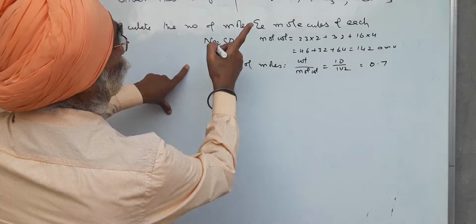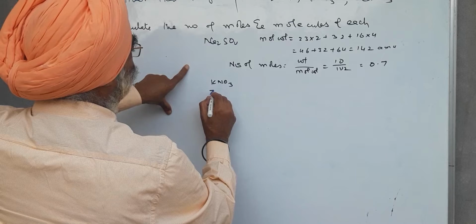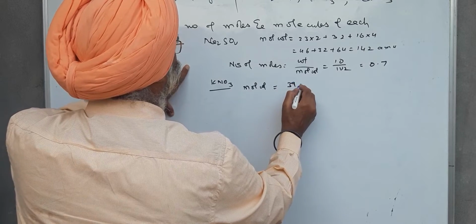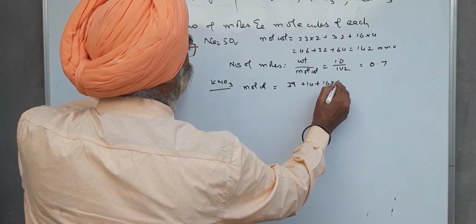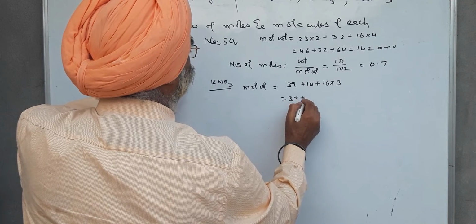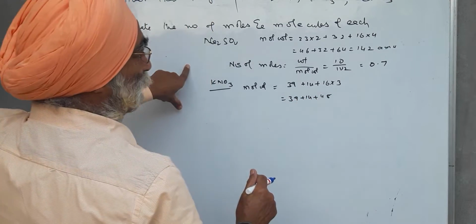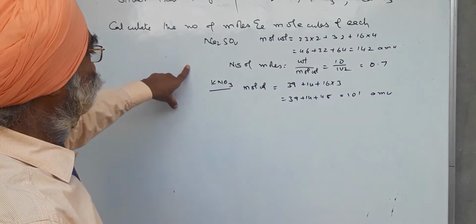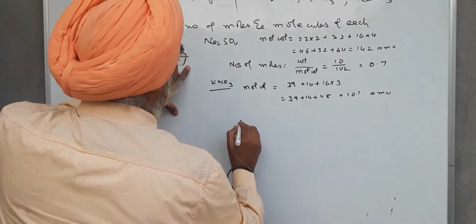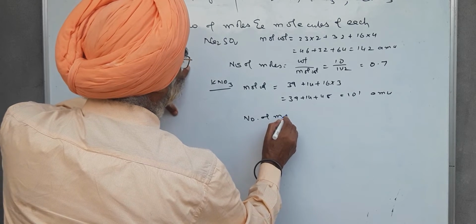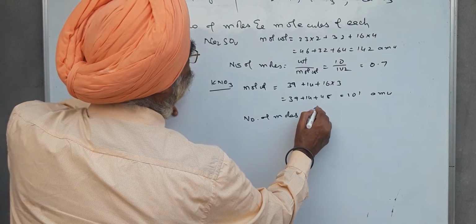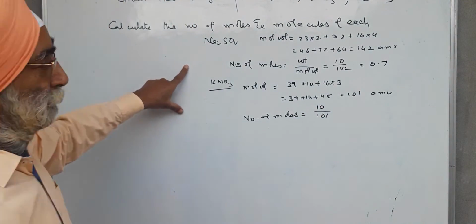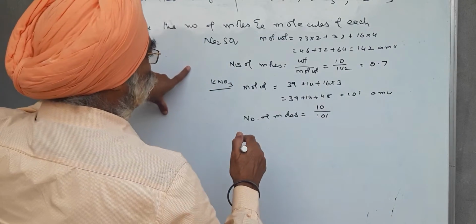We have potassium nitrate, its molecular weight is equal to 39 plus 14 plus 16 into 3, that is 39, 14 and 48. I think 101 AMU, I suppose. Then number of moles is equal to weight 10 over 101. It shall be 0.1 approximately.